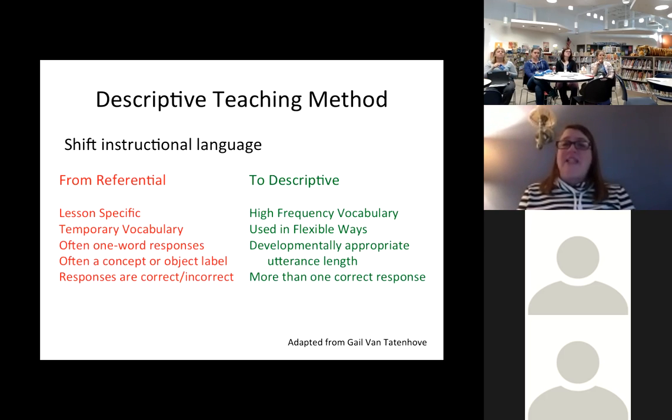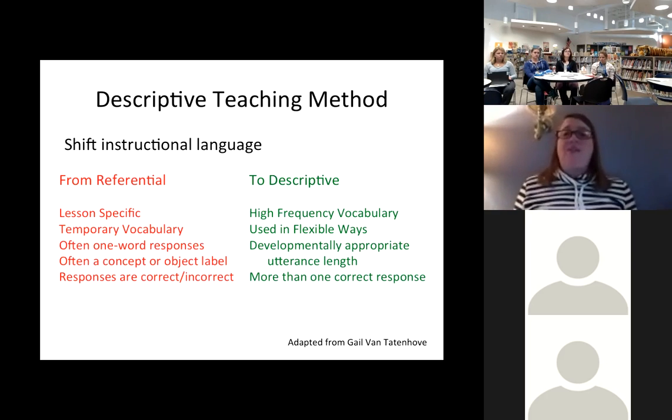And when we're asking those referential type questions, there's often a right answer or a wrong answer, right? So if I said, who were the people that came over on the Mayflower, the correct answer would be pilgrims. So you could either get it right or you could get it wrong. With descriptive teaching, it's a lot more flexible. You're using high frequency vocabulary. You're using vocabulary in a lot of flexible ways. You're focusing on a developmentally appropriate utterance length. So it might be a 1-word response. It might be a 2-word response. It might be a 6-word response because we're really targeting language. And there's more than one correct response because it's open-ended with our students.